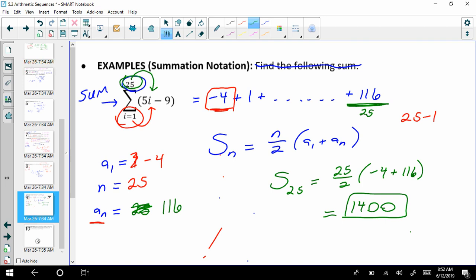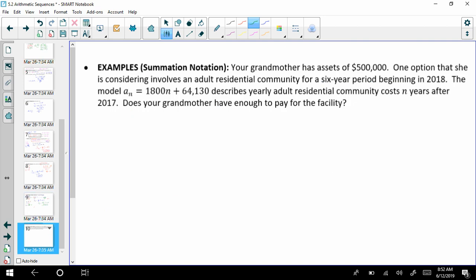Okay, and let's end with one application. Your grandmother has assets of $500,000. One option that she is considering involves an adult residential community for a 6-year period beginning in 2018. The model A sub n equals, and then it gives me this sequence, describes yearly adult residential community costs n years after 2017. Does your grandmother have enough to pay for the facility?